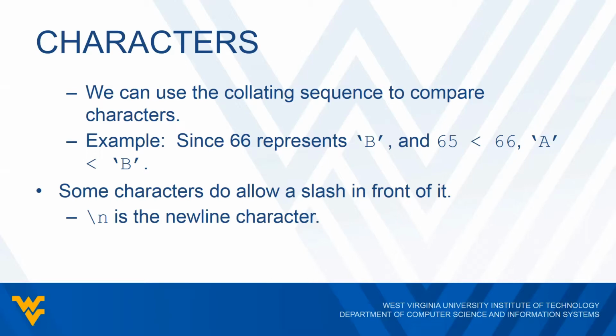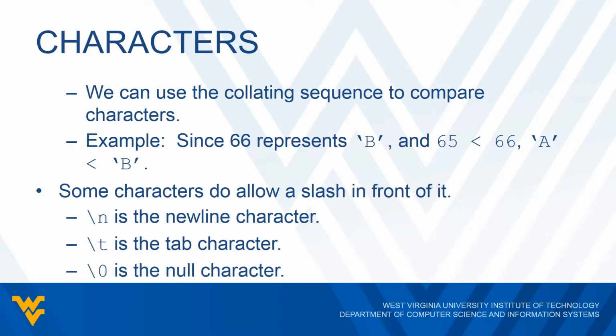The \n is what we call the new line character. We can include this in an output statement if we wanted to have something start on a brand new line. The \t is the tab character. And this is normally used when we want to print a tab in our output, so a bunch of spaces together. And the \0 is the null character. We don't use this as much in Java, but in other languages, this is used to let us know when we're at the end of a particular string.